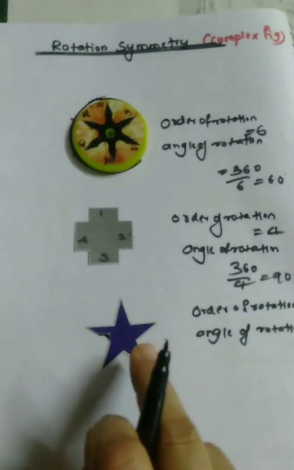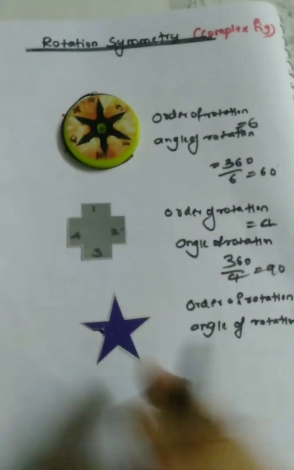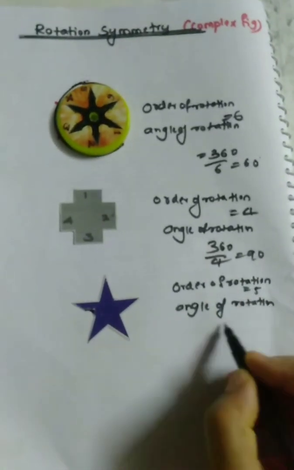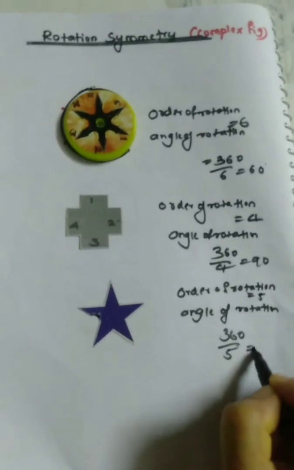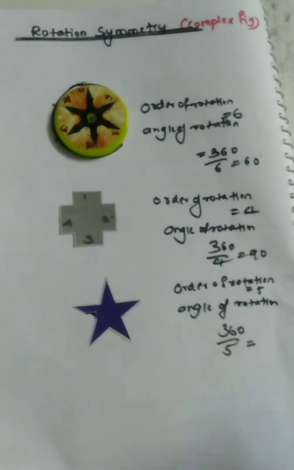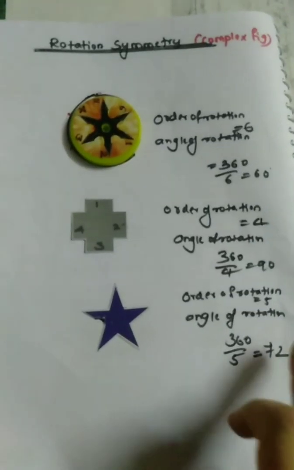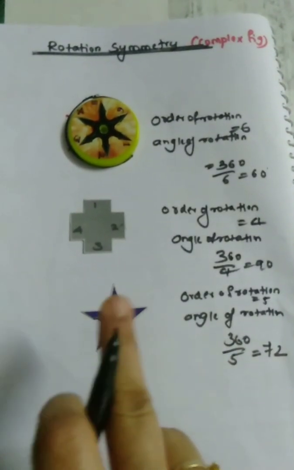Similarly, you can take this figure, its order of rotation is 5 and the angle of rotation is 360 divided by 5. That is, every 72 degree rotation the figure looks the same.